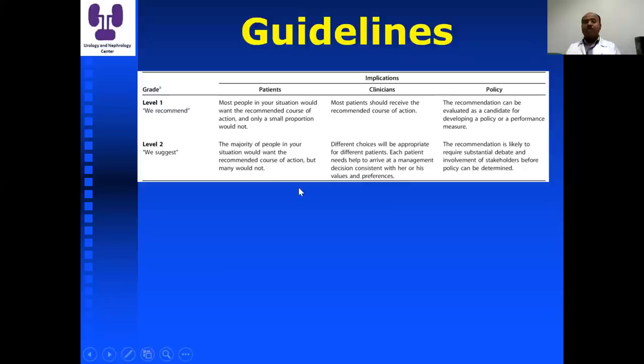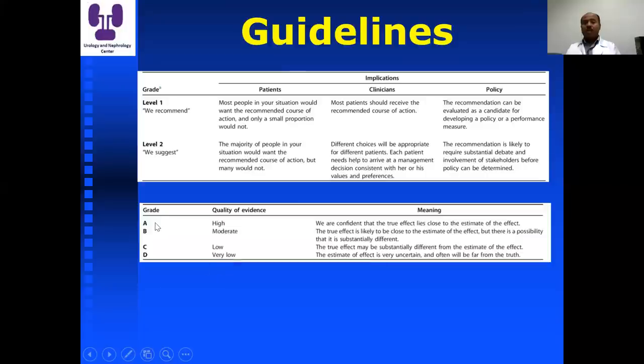And in nephrology, we like this format. The format of guidelines in nephrology depends upon two numbers, one and two, and four letters, A, B, C, D. What is meant by one and two? One means recommendation, and two means suggestion.